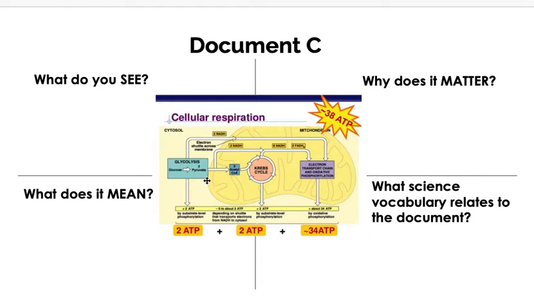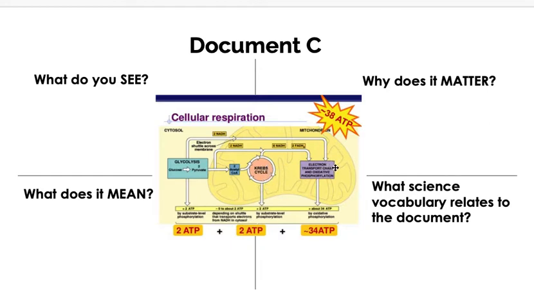Okay, we can see that in glycolysis, glucose is broken down to pyruvate, and it produces 2 ATP. 2 ATP, that's adenosine triphosphate. Glycolysis, glucose is broken down in the cytosol, in the cytoplasm, and it produces 2 ATP and 2 pyruvate. We can also see that the Krebs cycle produces 2 ATP. The Krebs cycle uses that pyruvate, okay, and it produces 2 more ATP.